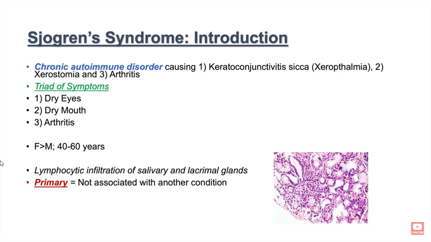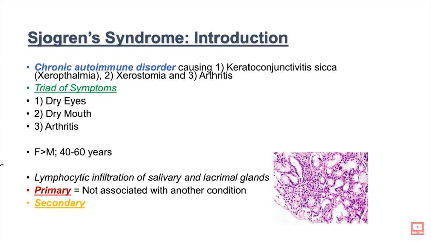There are two types of Sjogren's syndrome. One is considered primary. Primary Sjogren's syndrome is Sjogren's syndrome that is not associated with another condition. And secondary Sjogren's syndrome is secondary to another condition. Some of those conditions can include rheumatoid arthritis, lupus, and HIV.